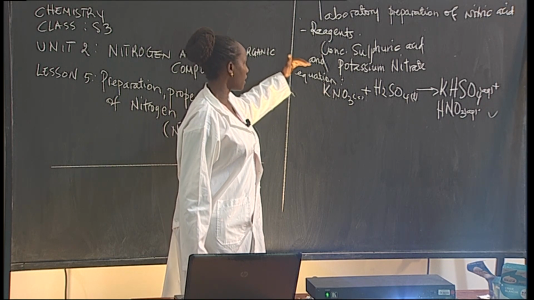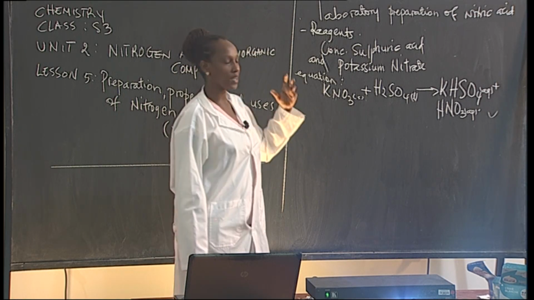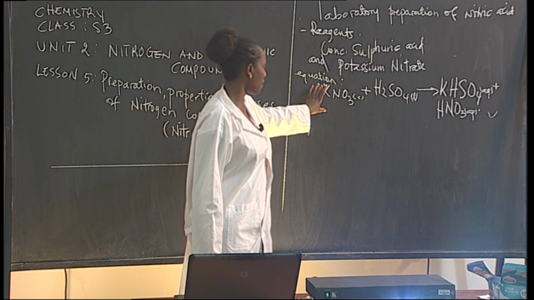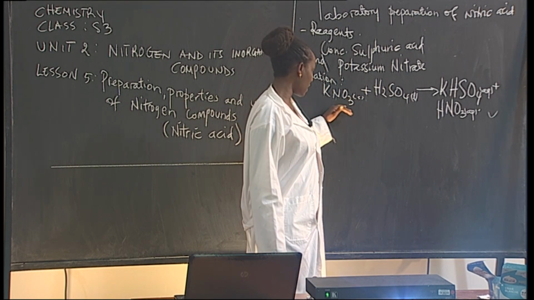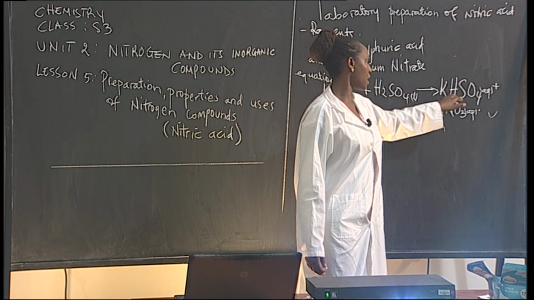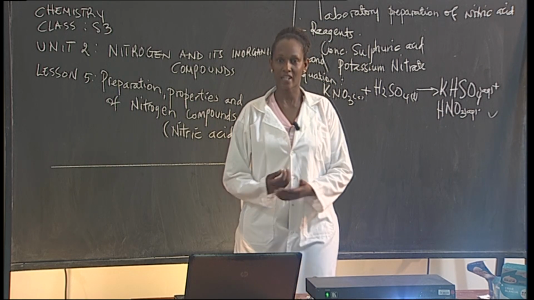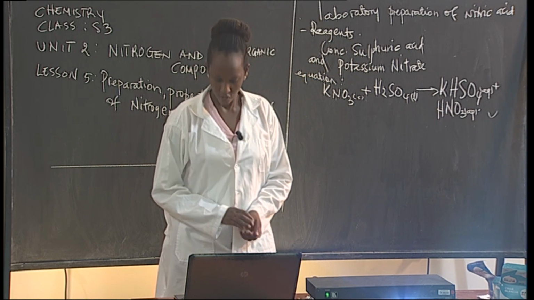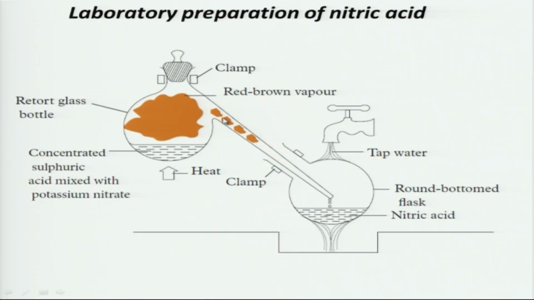So in preparation of nitric acid, we need the reagents. These are potassium nitrate and concentrated sulfuric acid. When they react, they form potassium hydrogen sulfate and nitric acid. All right? So go back and check the apparatus on the slide. Check the apparatus on the slide. You see?